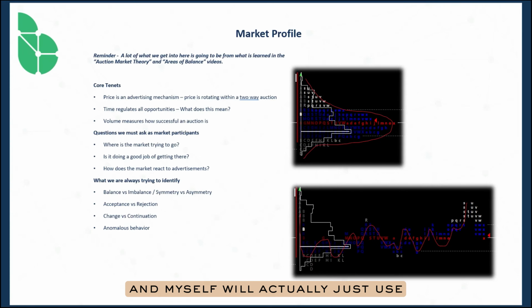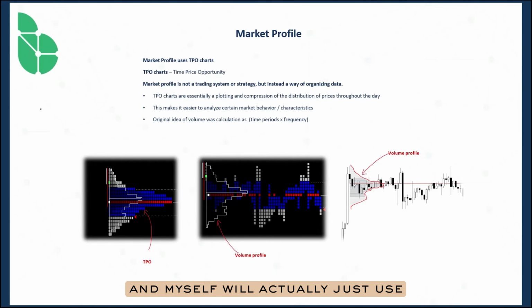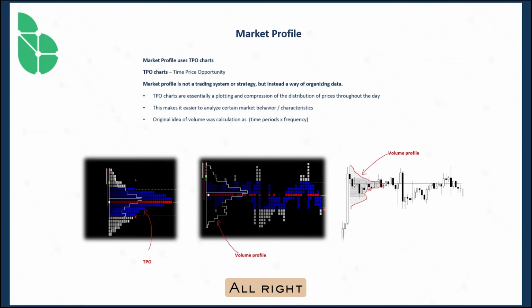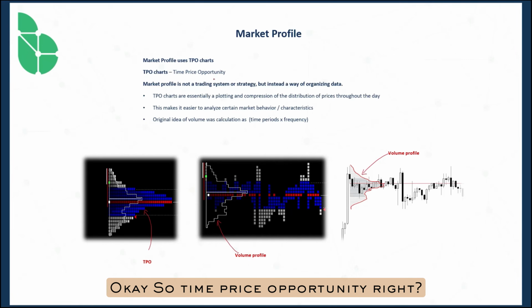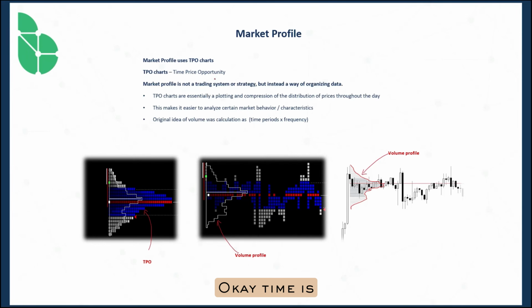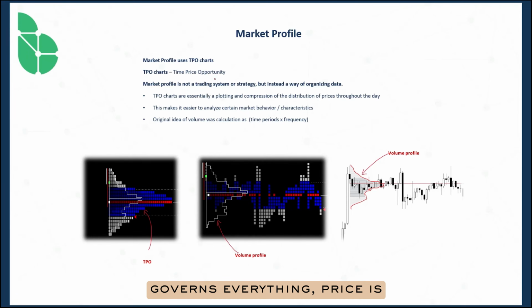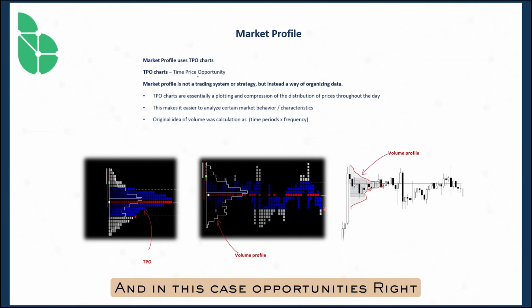Now, a lot of traders, and myself, will actually just use standard squares or bars just to pick up the distribution, rather than try to figure out where we were specifically based on the letters within, because we can just expand the chart or look at a standard candle chart. So time, price, opportunity. What we talked about again was the amount of time. Time governs everything. Price is essentially the advertisement, and in this case, opportunities.